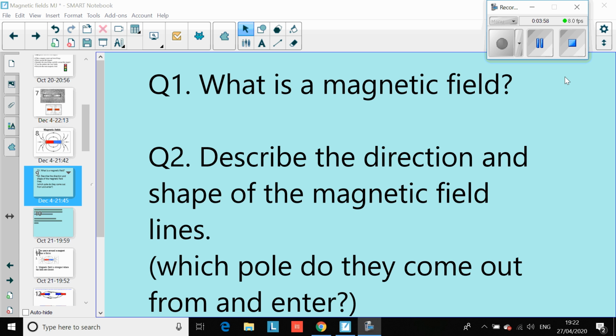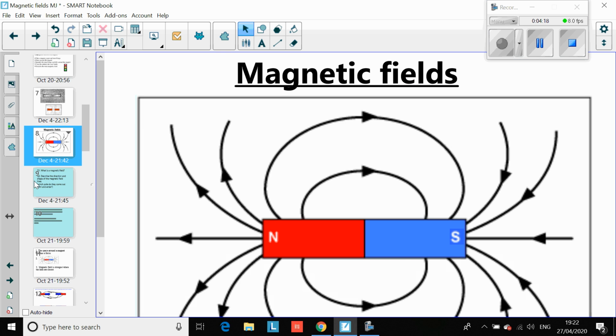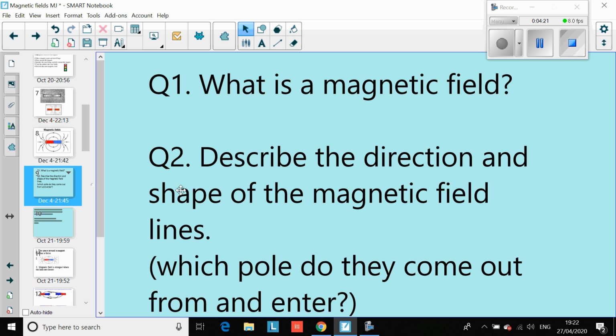Okay, so I'd like you to write these two questions in your book and then leave a little bit of space underneath and try and answer them based on the diagram I just showed you. This will take you about 2-3 minutes to do it properly because you'll need to write more than just one word. Okay, so what is a magnetic field? Look at the diagram and describe it. Then describe the direction and shape of the magnetic field lines. Think about this. I'm just going to pause the tape. Again, do that, probably take you about 4 or 5 minutes.